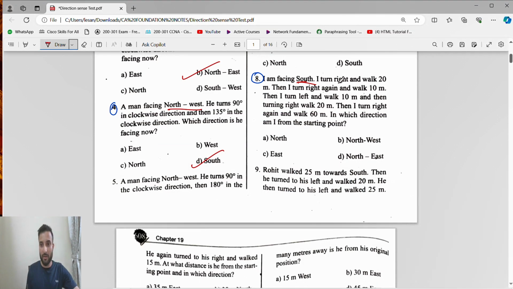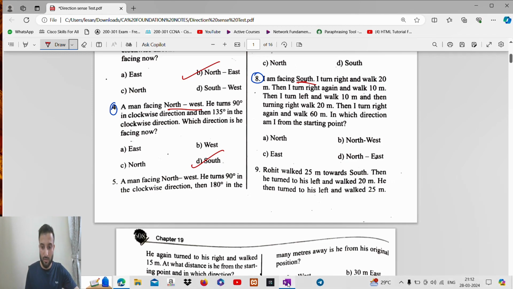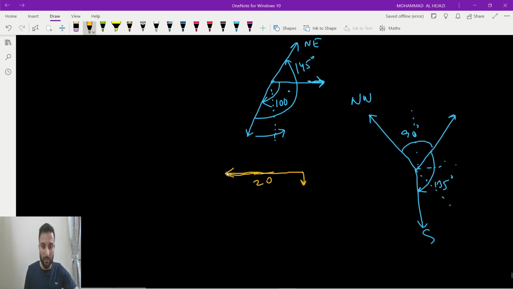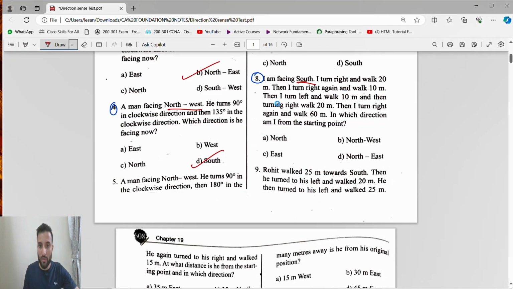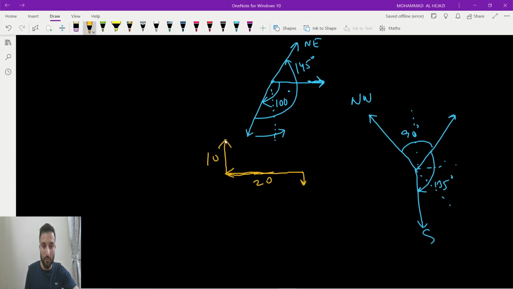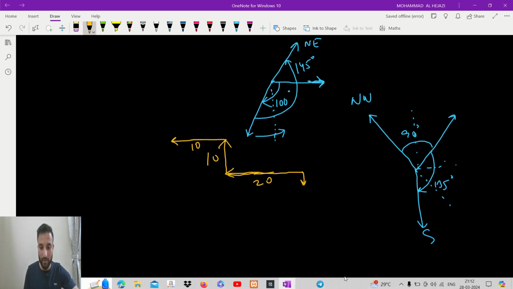I turn right and walk 20 meter. Then I turn right again and walk 10 meter. तो मतलब ये ऐसे इधर फेस इसका फिर से ये वॉक किया, 10 मीटर गया इधर. ओके. Then I turn left and walk 10 किलोमीटर. अब ये लेफ्ट 10 मीटर लेफ्ट मुड़ के वॉक किया 10 मीटर.